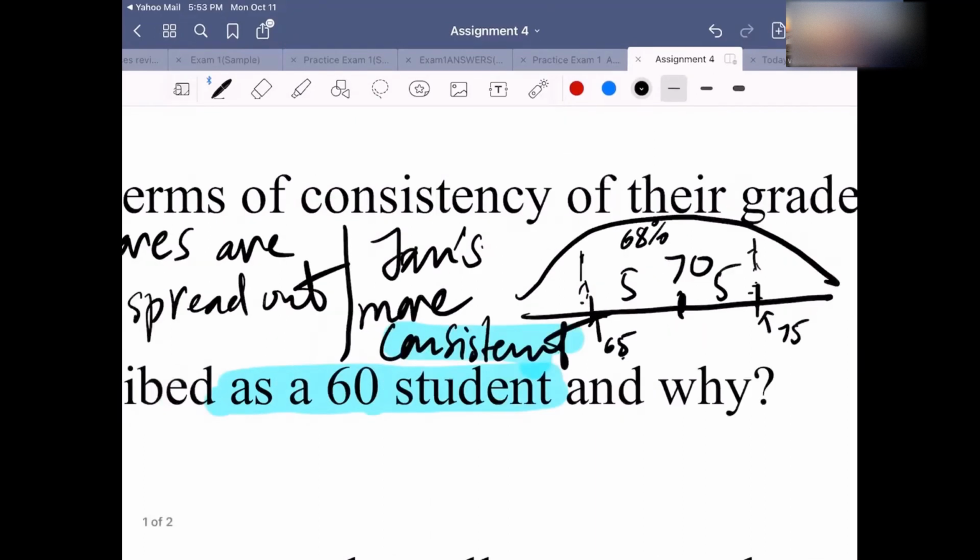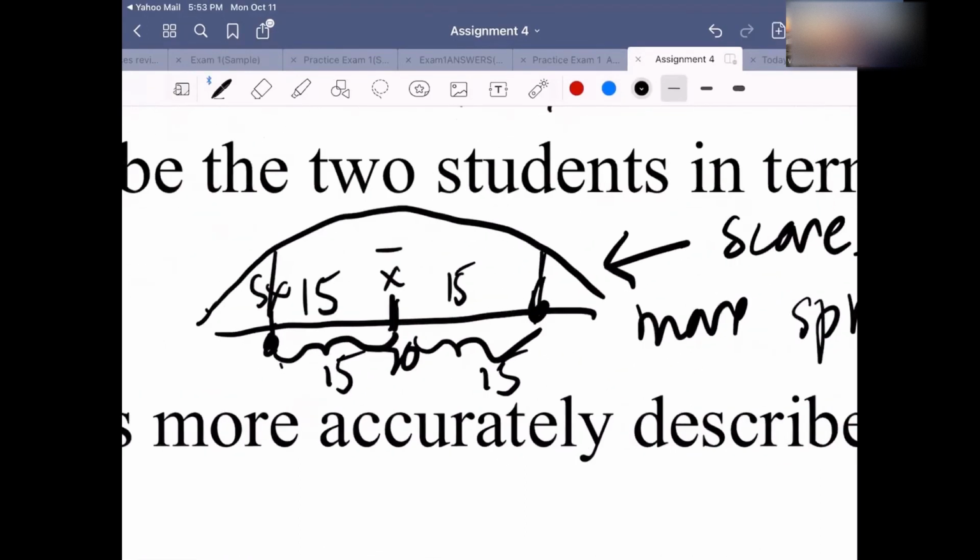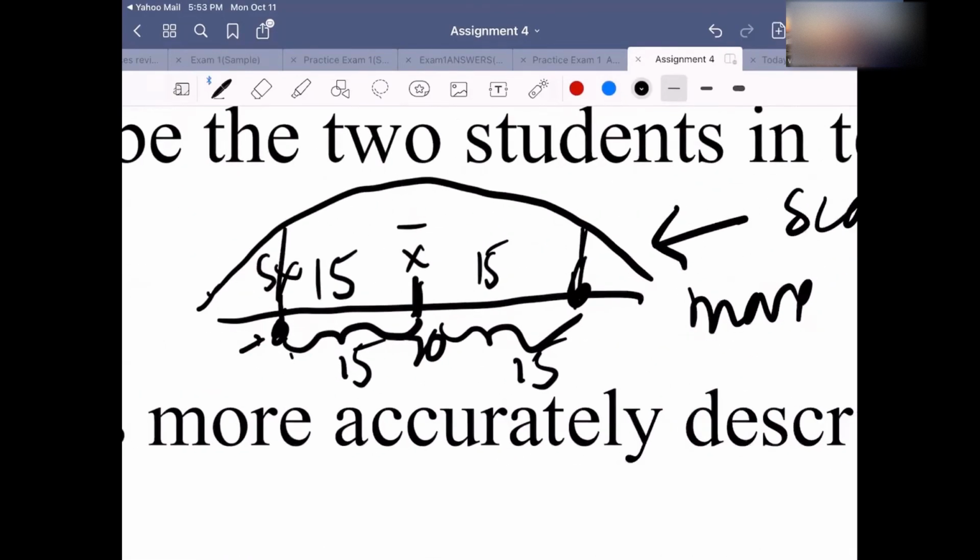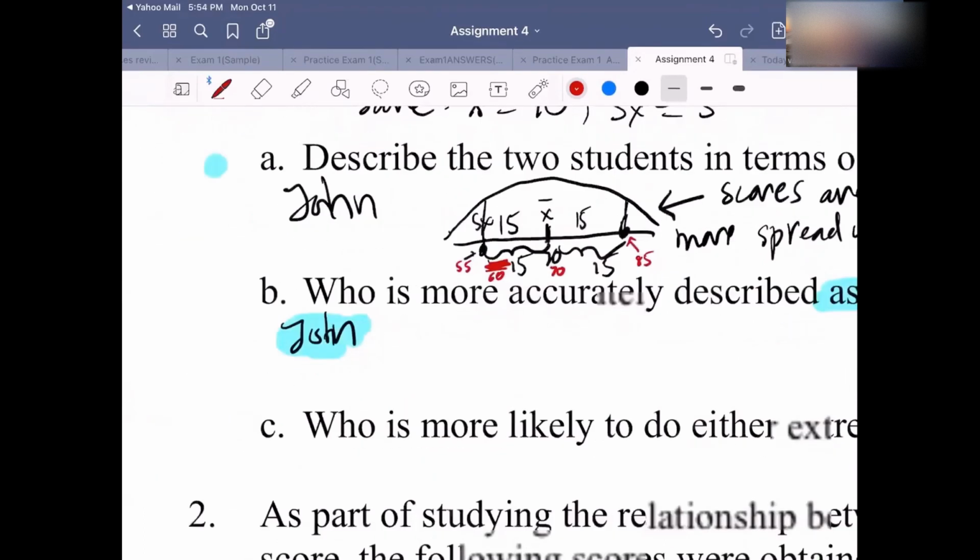And if you look at John's diagram here, the mean is 70, right? If you go to the left, 70 minus 15 is 55, and then the value over here will be 70 plus 15, which is 85. So somewhere over here, it's going to be the scores of 60, right? So John will be more likely to get a score of 60, okay? All right, so the answer is John, okay?